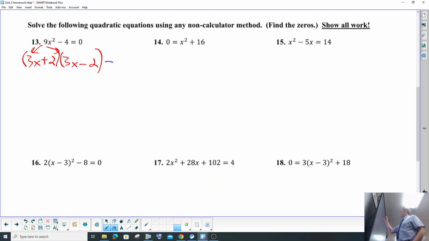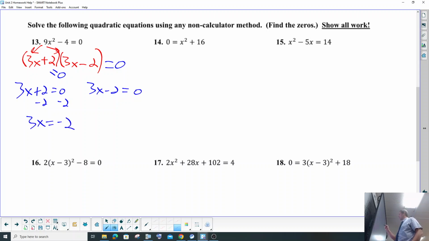And so then we just set each of those equal to 0. So we get 3x plus 2 equal to 0, and 3x minus 2 equal to 0. And we minus 2 to both sides, so we get 3x equals negative 2. And then we add 2 to both sides on this one, and we get 3x is equal to positive 2. And then divide by 3, divide by 3. Right? So we get negative 2/3 and positive 2/3.